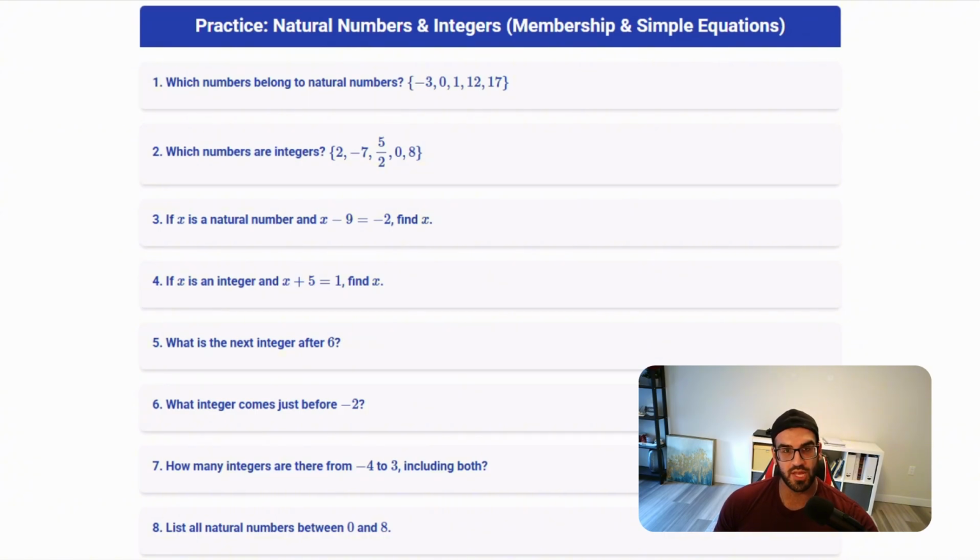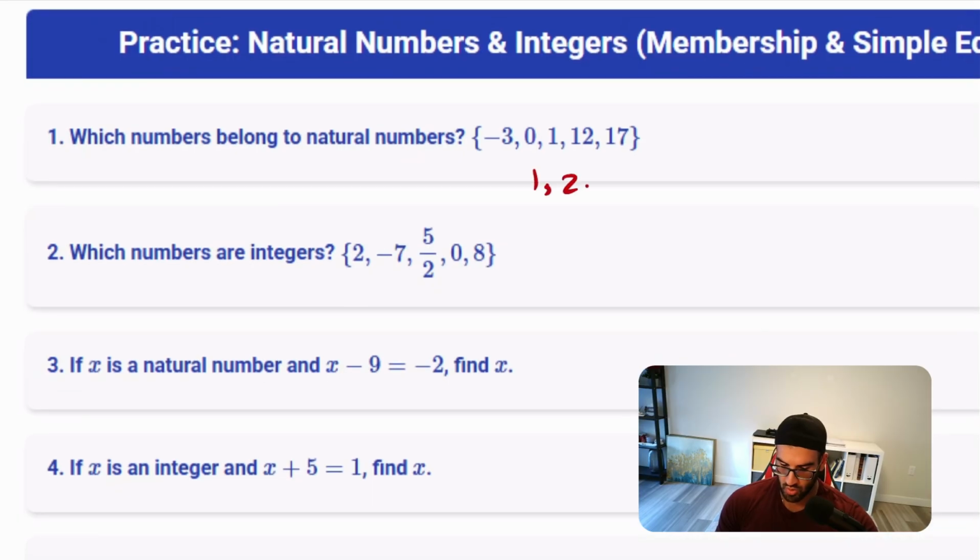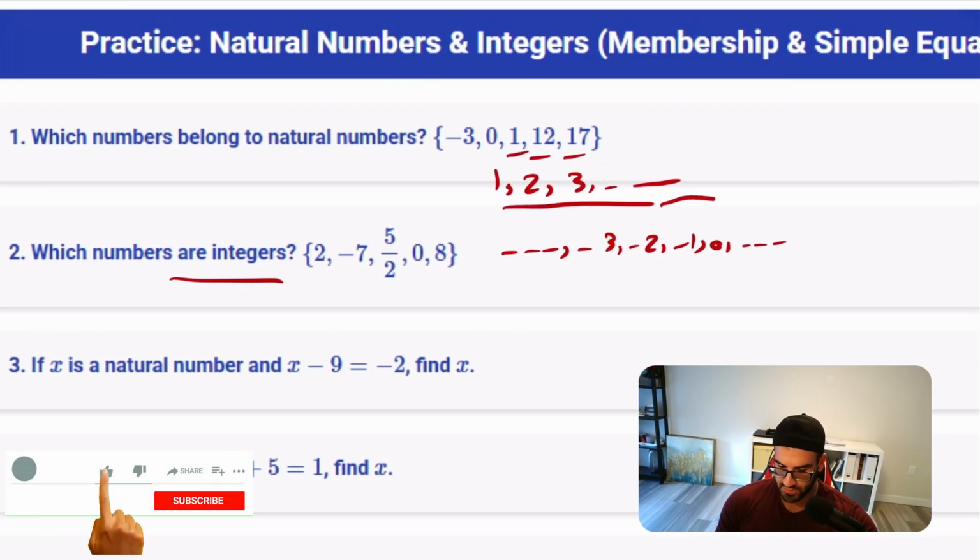So at this point, we do have another question. Which numbers belong to natural numbers? We know natural numbers start from 1, 2, 3 to positive infinity, increasing 1 by 1. So 1 is there, 12 and 17, that's okay. Which numbers are integers? Again, integers are numbers that start from negative infinity, -3, -2, -1, and also 0 is going to be considered, and the positives are all the natural numbers itself.